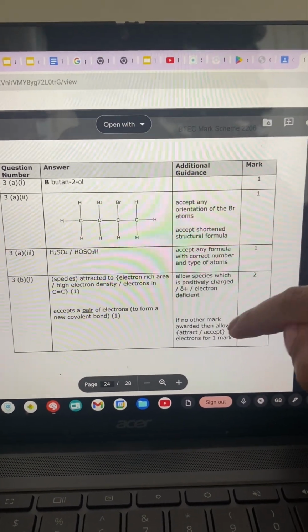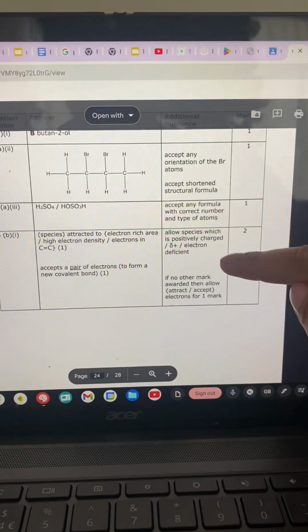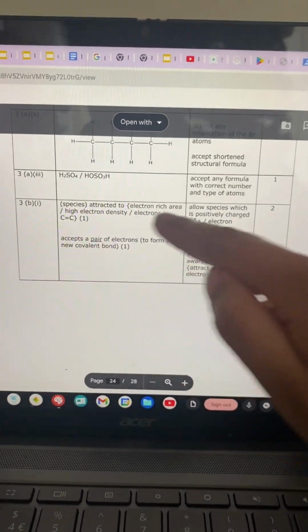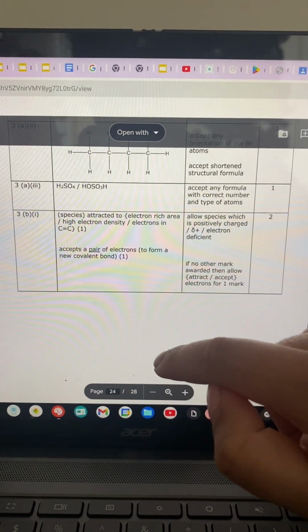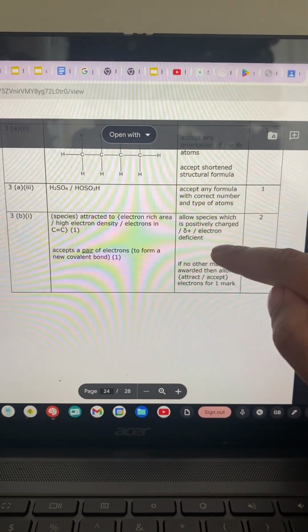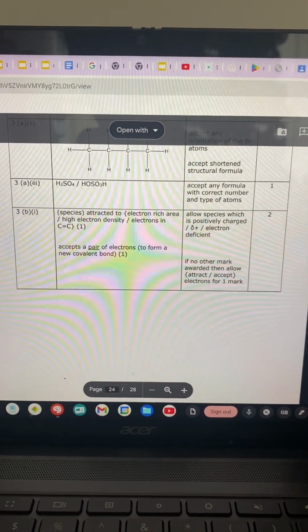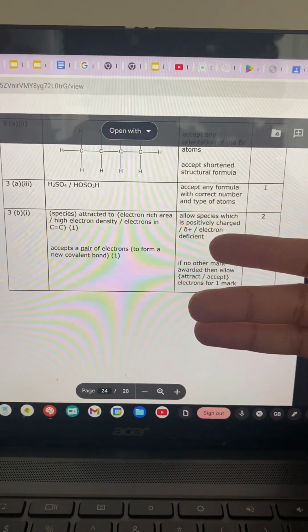So electrophilic means that the species likes electrons, okay? Or the species is attracted to an area of electron density. Or you could say species which is electron deficient, okay? If it's electron deficient, it will be attracted to electrons.